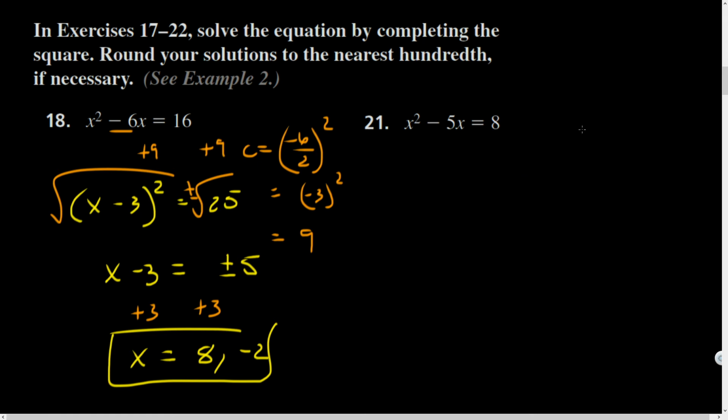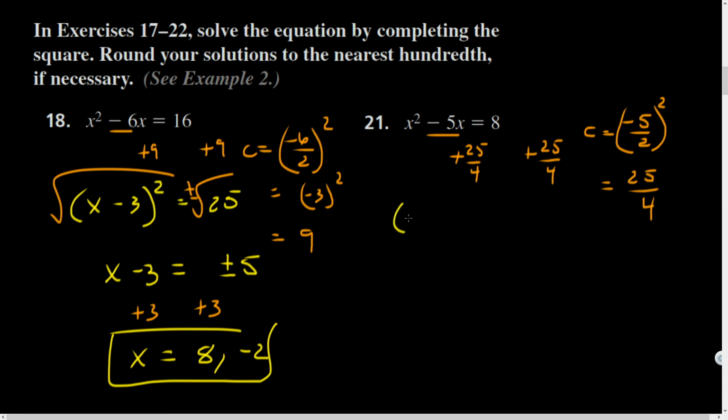Question 21. Find my new c term: negative 5 divided by 2, all squared. I can't simplify that fraction, but I can square top and bottom. So negative 5 all squared is positive 25, and 2 squared is 4. And here's the inconvenient part, right? Oh dear, I've got fractions. Got to add that to both sides.